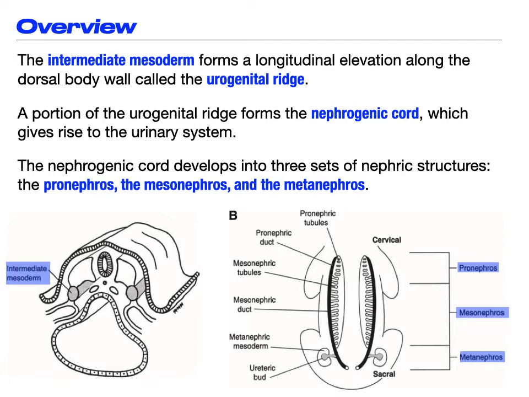The intermediate mesoderm on either side of the embryo condenses to form a cylindrical structure called the urogenital ridge. This ridge runs parallel to the embryo's future vertebral column, and it gives rise to both the urinary and the genital systems. The portion of the urogenital ridge called the nephrogenic cord develops into the urinary structures.